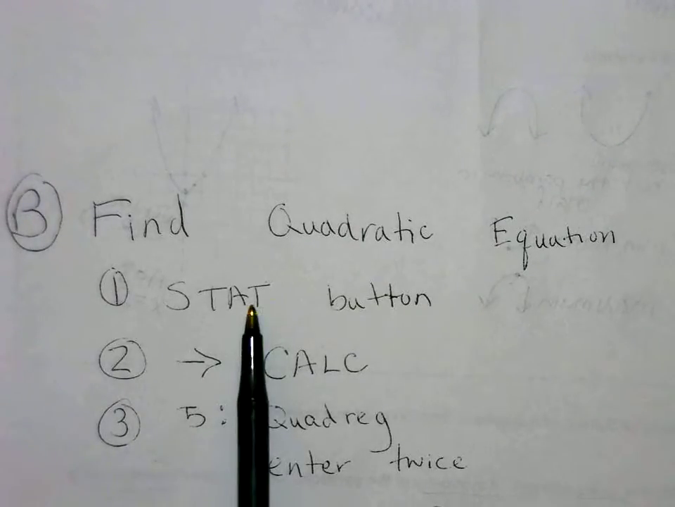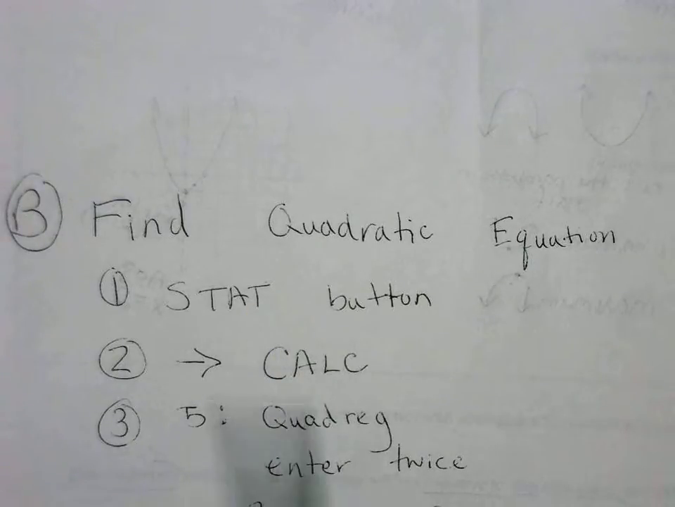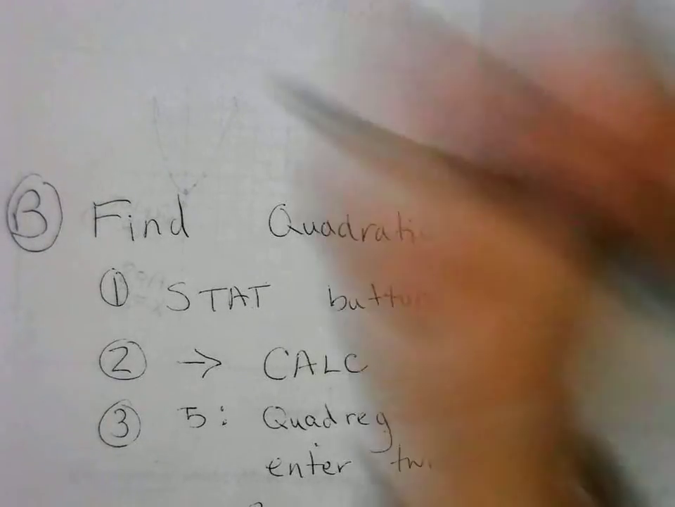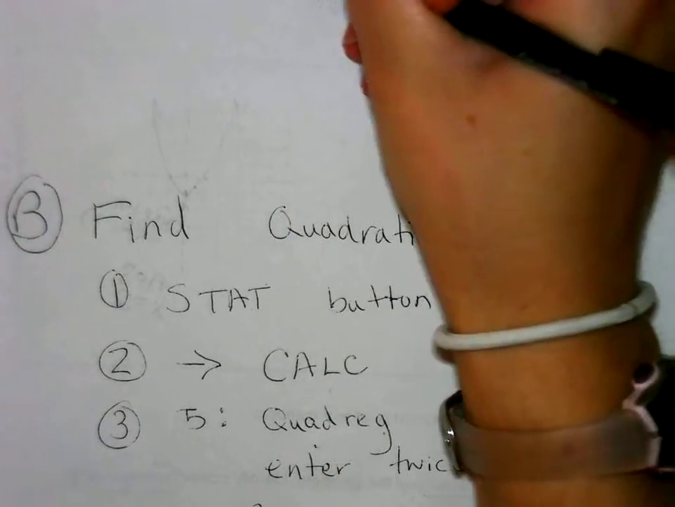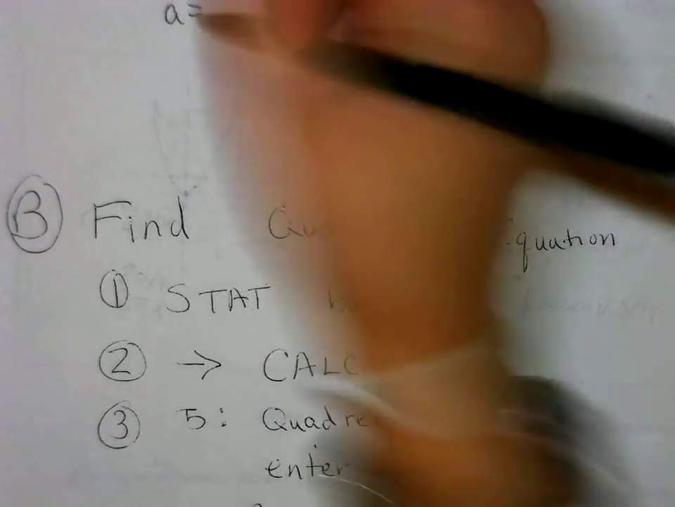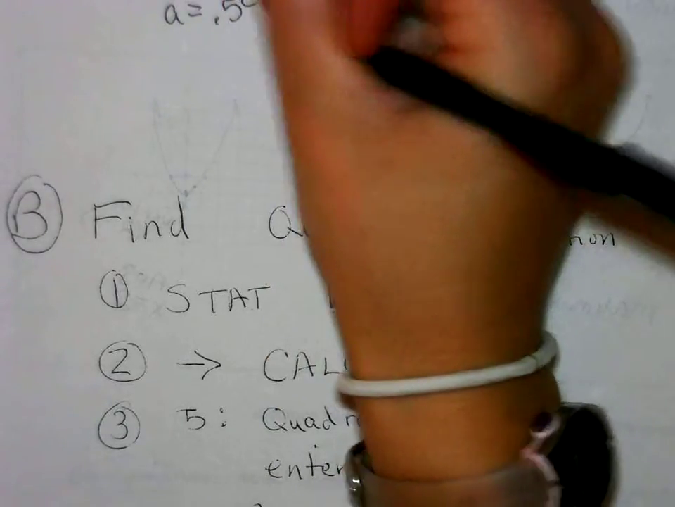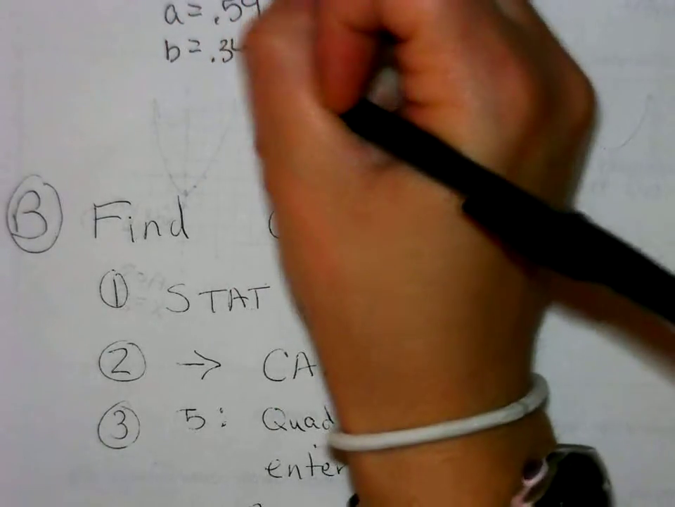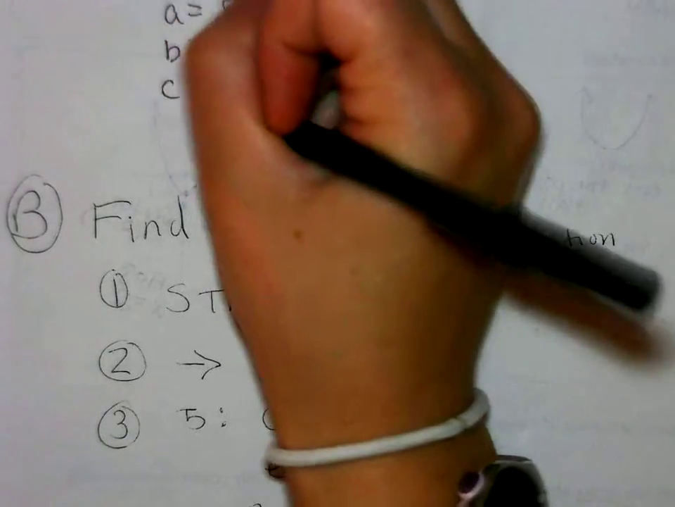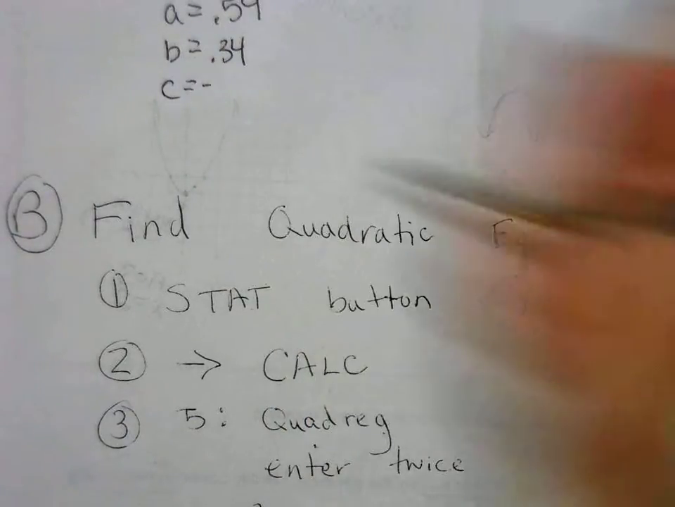So we still want to hit the stat button like we did in the last lesson. Go over to calculate, but now instead of going to 4, which was lin reg, you want to go down to 5, which is quad reg, meaning quadratic regression. Then we hit enter twice, and then you end up with your equation y equals ax squared plus bx plus c. It gives us that, rounding to the nearest hundredth, a equals 0.59, b equals 0.34, and c equals negative 0.33.